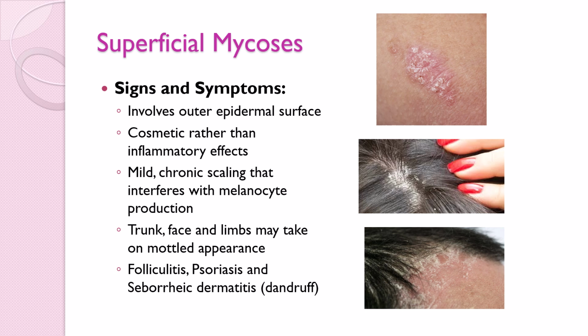Just kind of depends. So folliculitis, psoriasis, and seborrheic dermatitis, or just dandruff, are just different types of superficial mycoses. Again, it's just a fungus that holds on to skin cells and creates flakes of skin. That's all it is. Just too much of that fungus is holding on to too much of those skin cells, is essentially what's happening.